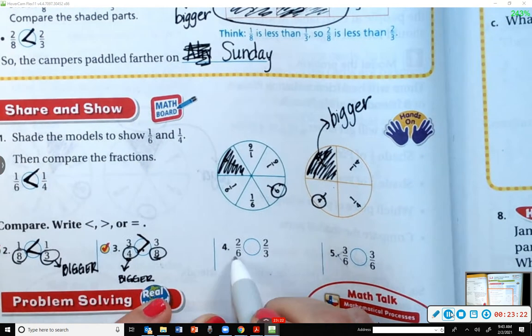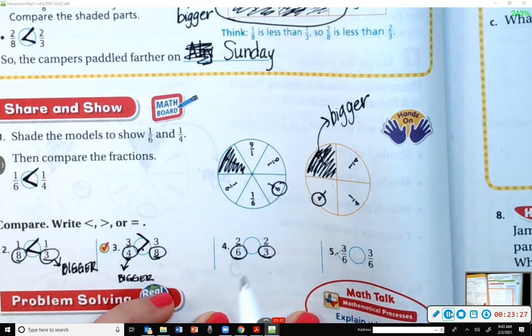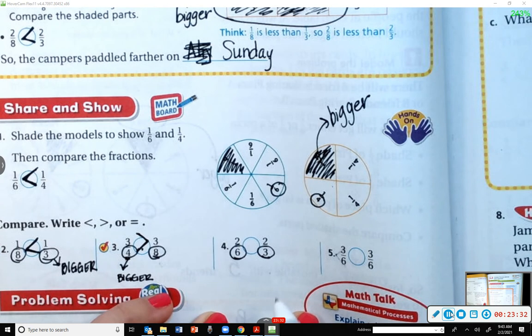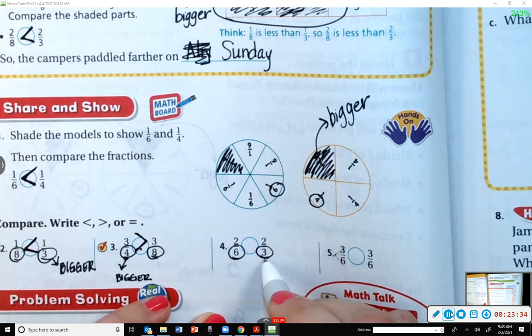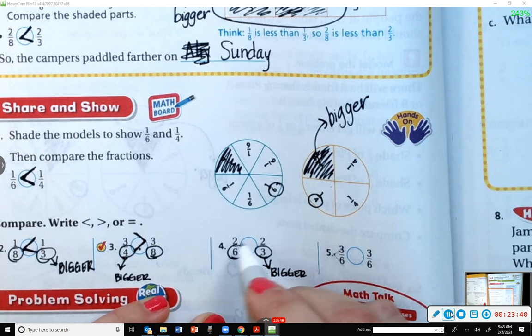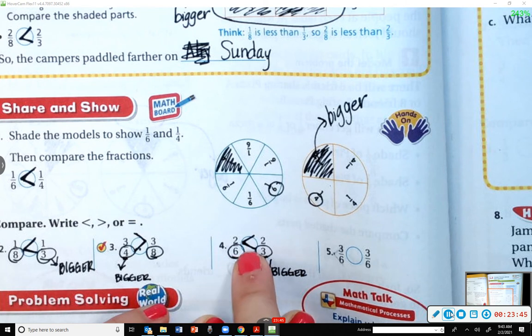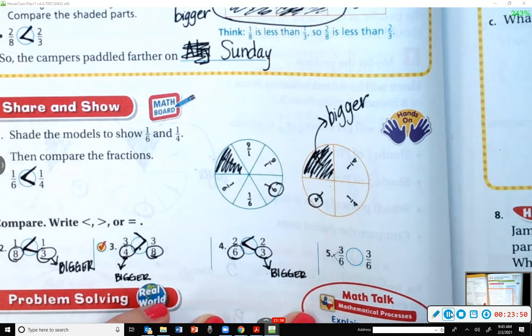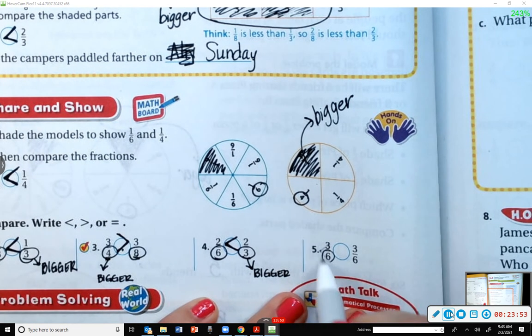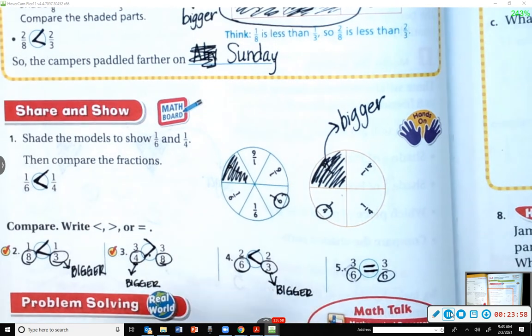Okay? Over here I have 6 and 3. What does that tell me? Kelsey? It will be going this way. Good. 2/3 is bigger. Okay? So your mouth needs to be eating 2/3. So I would read this as 2/6 is what? 2/6 is less than 2/3. Good. Okay, and here they're equal. 3/6 and 3/6 are the exact same.